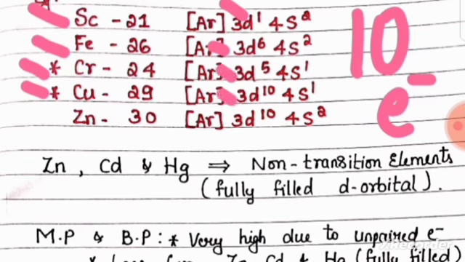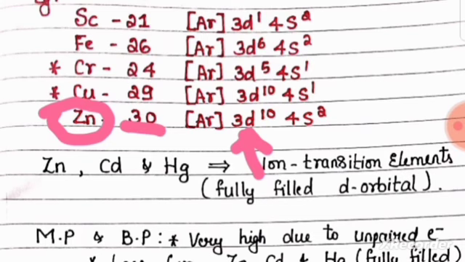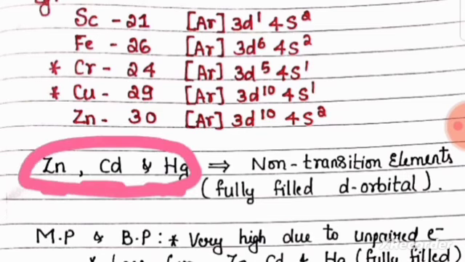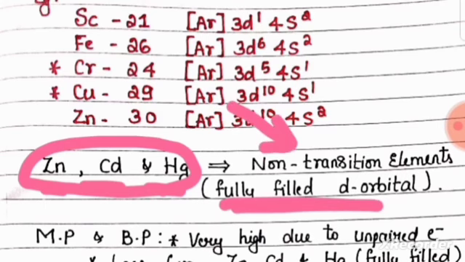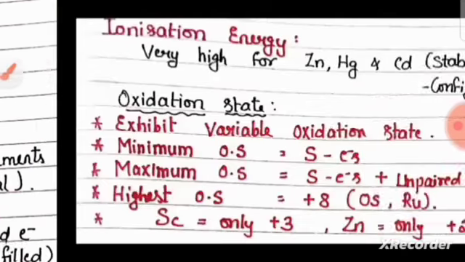They have shown exceptional electronic configuration, whereas we need to remember that zinc, the last element of the 3d series with atomic number 30, shows 3d10, a completely filled d orbital. That's why zinc of the 3d series, cadmium of the 4d series, and mercury of the 5d series, these three elements are considered non-transition elements because of the fully filled d orbital. Because of the larger number of unpaired electrons in transition elements, the melting point and boiling point are very high. In case of zinc, cadmium and mercury, they have low melting point and boiling point because the d orbital is completely filled and unpaired electrons are less in them.